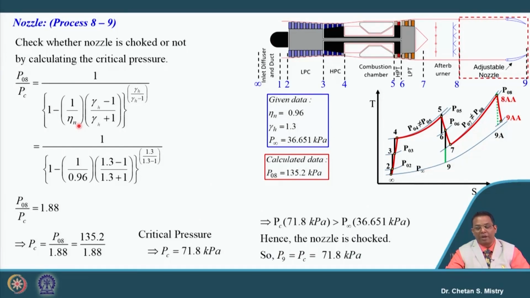Now, let us compare this value. My critical pressure is coming as 71.8 kilopascal. At the same time, at that flight condition, my P infinity is given as 36.65. So, we can say our nozzle is a choked nozzle, and for the choked nozzle we consider our exit pressure as the critical pressure. We need to be very careful here. If we make a mistake here, it will give the wrong value for the exit velocity, and that will also give the wrong value for the thrust calculation.